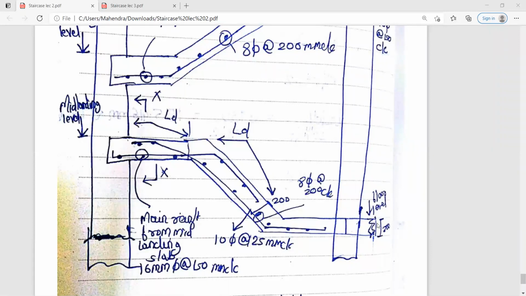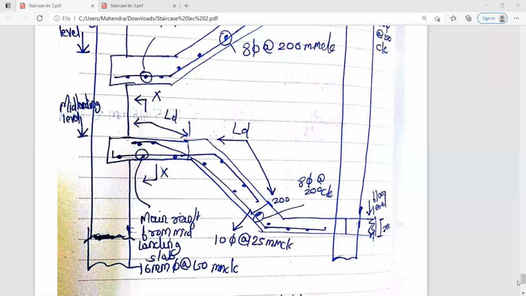Again here also 200 is nothing but the depth of the waist slab. डेप्थ दोनों में आपने सेम प्रोवाइड किए फॉर द लैंडिंग and mid landing also, and as well as for the flight also. Depth is same, that is 200.